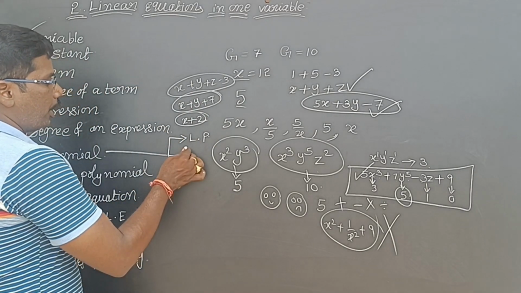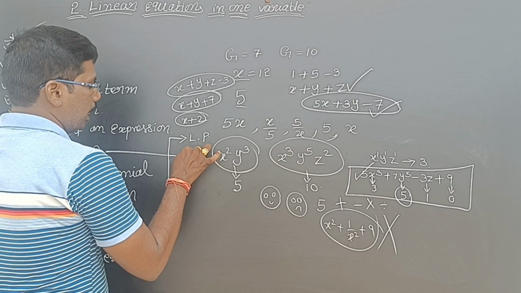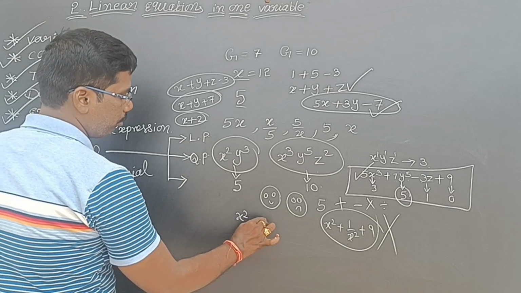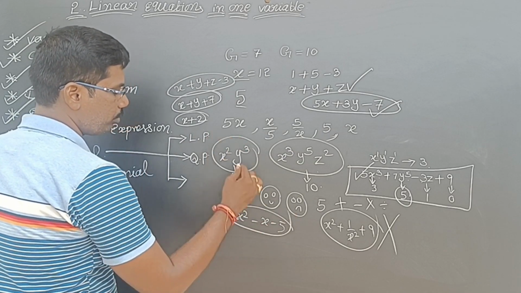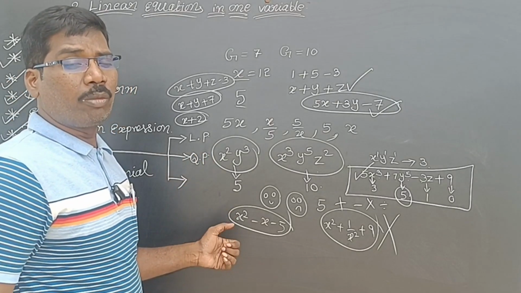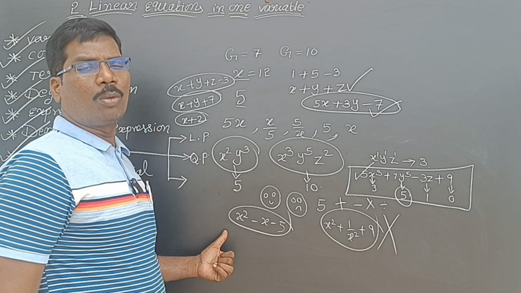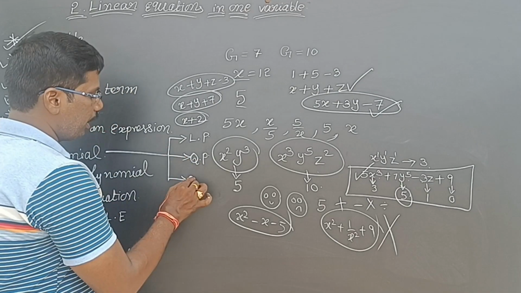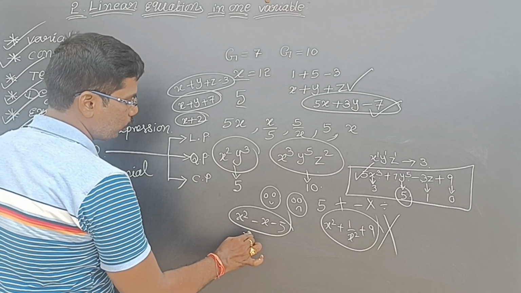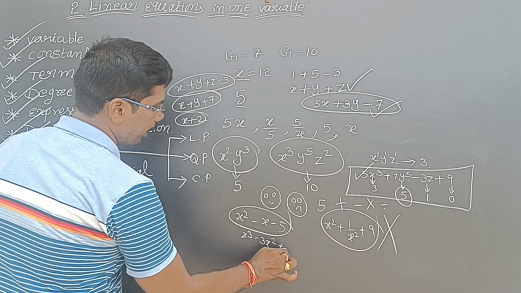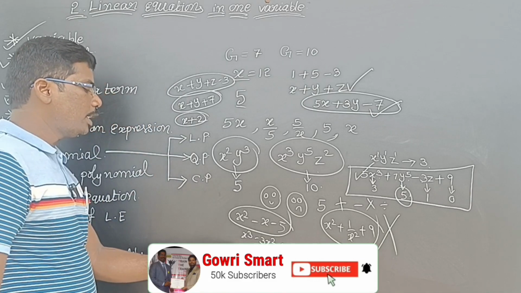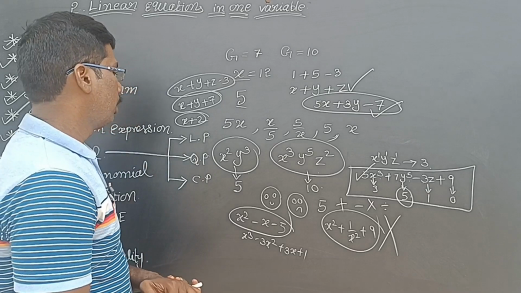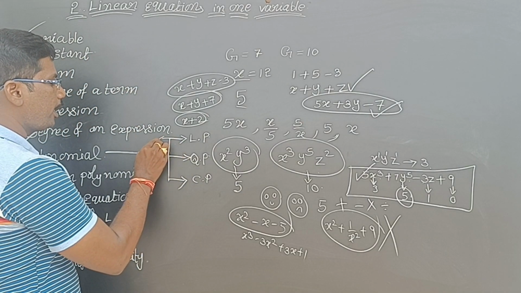Okay, now see. If the degree is 2, then that is called a quadratic polynomial, for example x square minus x minus 5, because the degree is 2. If the degree is 3, for example x cube minus 3x square plus 3x plus 1, this is a cubic polynomial.